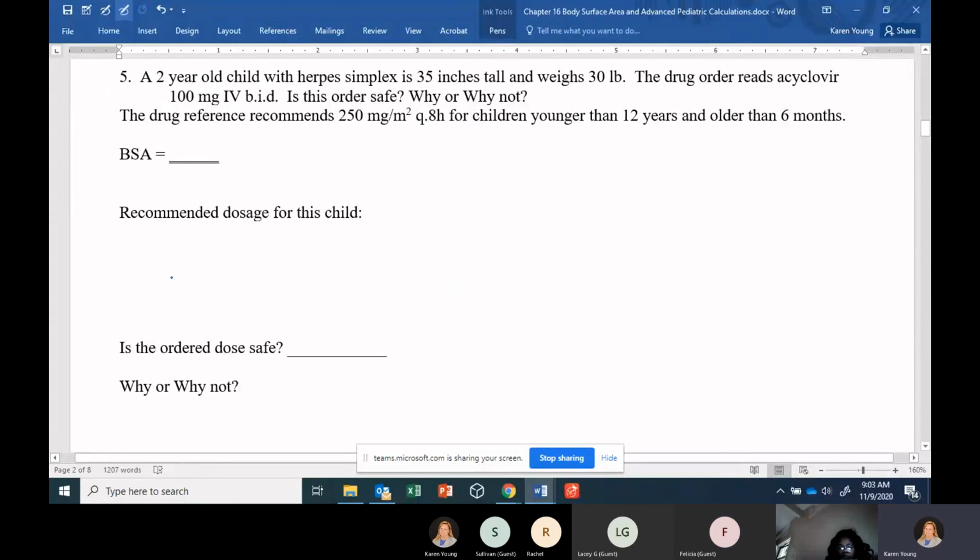So I'm going to let y'all do the BSA. Okay, so you've got 35 inches tall and he weighs 30 pounds. To keep you from having to look back, it's your weight times your height divided by 3131. And this is for pounds and inches.